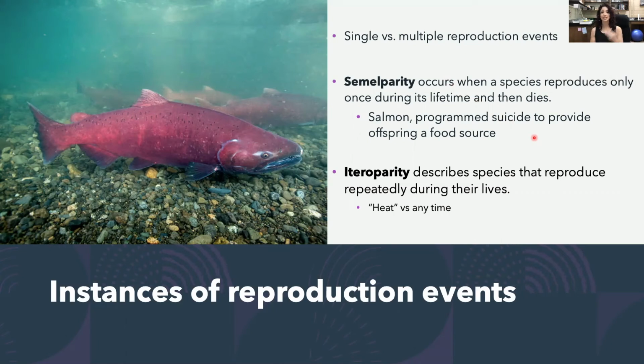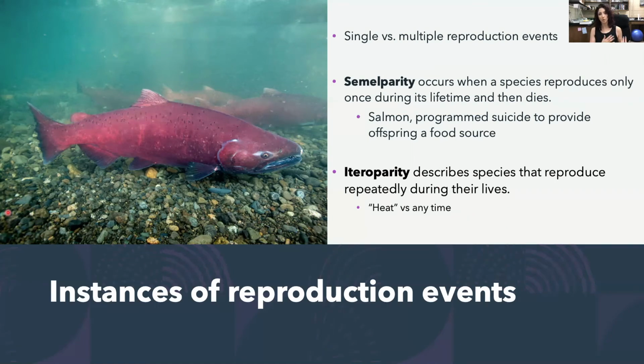By contrast to semelparity, we have iteroparity, and this describes species that reproduce repeatedly during their lifetimes. And within iteroparity, some animals are able to mate only once per year, but they survive multiple mating seasons. Some of them, like the pronghorn antelope, have to undergo this seasonal estrus cycle that we colloquially call heat. And this is a hormonally induced physiological condition that prepares the body for reproduction.